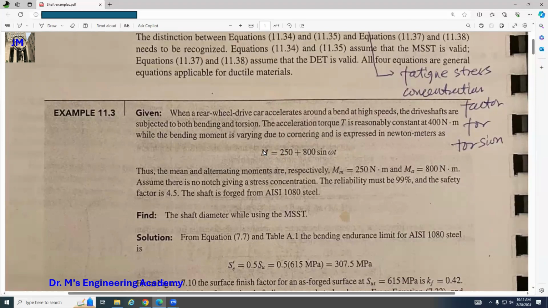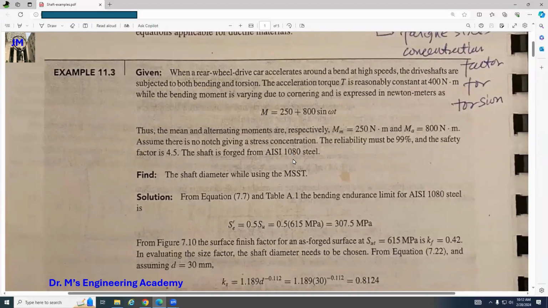Maximum will be 250 plus 800. So that means the bending moment, this is cyclic loading, right? Do you guys agree? Okay. Now, to find this Mm, Mm equals 250. Okay, so 250 mean is 250. The alternating is 800. And how to do that?